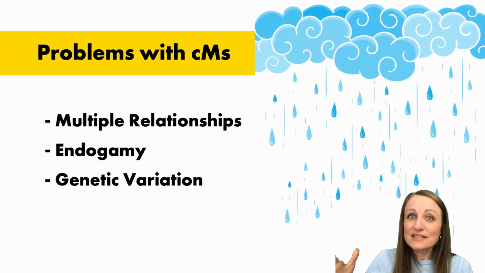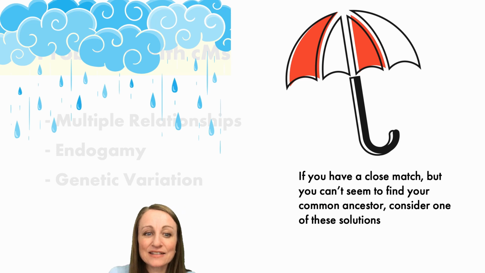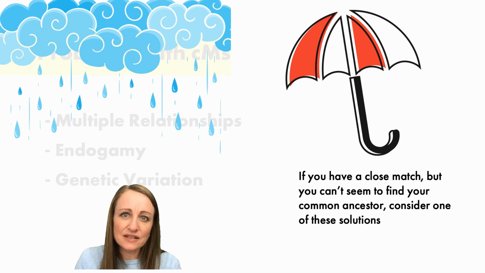So this is something that you keep in the back of your mind as you're working through your DNA matches, as you're trying to figure out how you're related to people. And essentially what you're looking for is this situation. This is what I call your umbrella to protect you against making bad assumptions when you've either got multiple relationships, endogamy, or just genetic variation. When you're looking at that DNA match and you're asking yourself, how am I related to them? What you're really asking is, can I see our common ancestor?